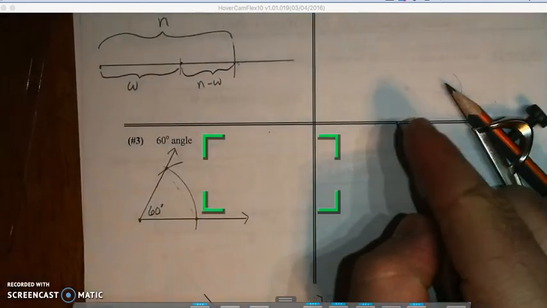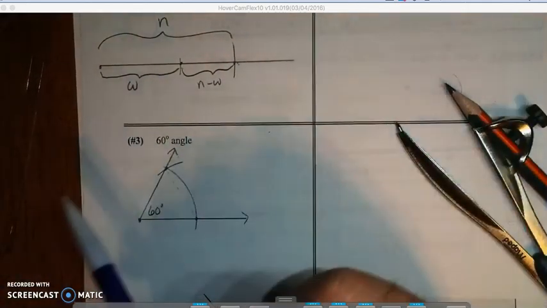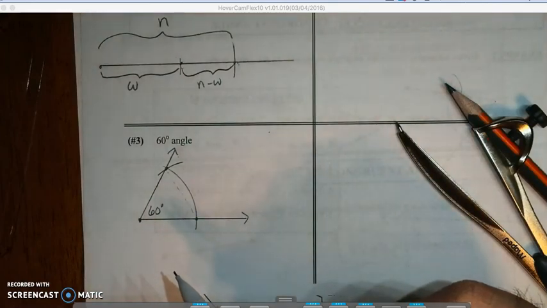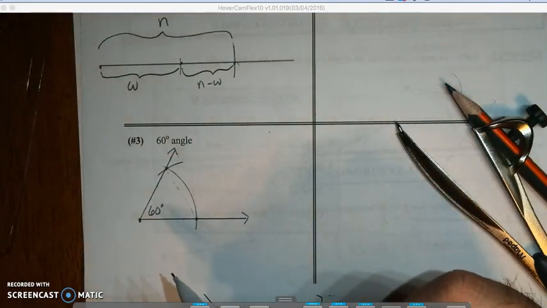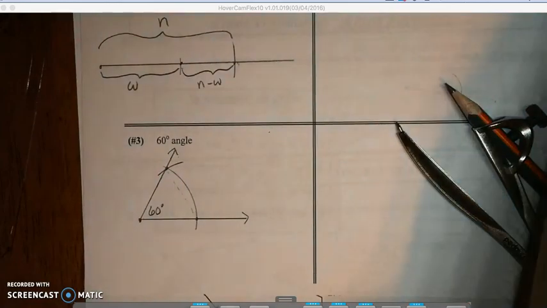So I'm not going to have time to go through number 2, but number 2 is just like construction number 2 on the front. Hopefully this helps. If you need anything else, just let me know.